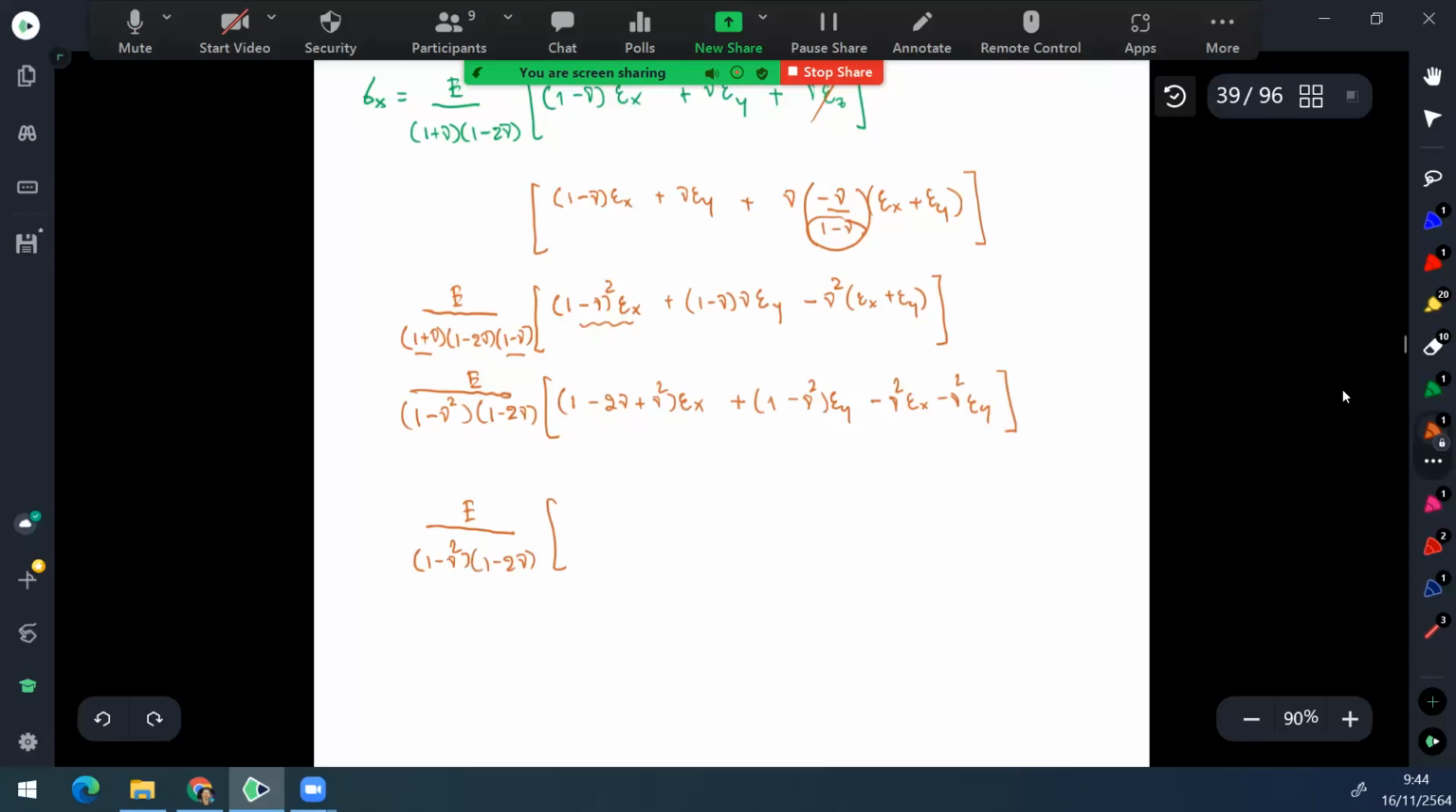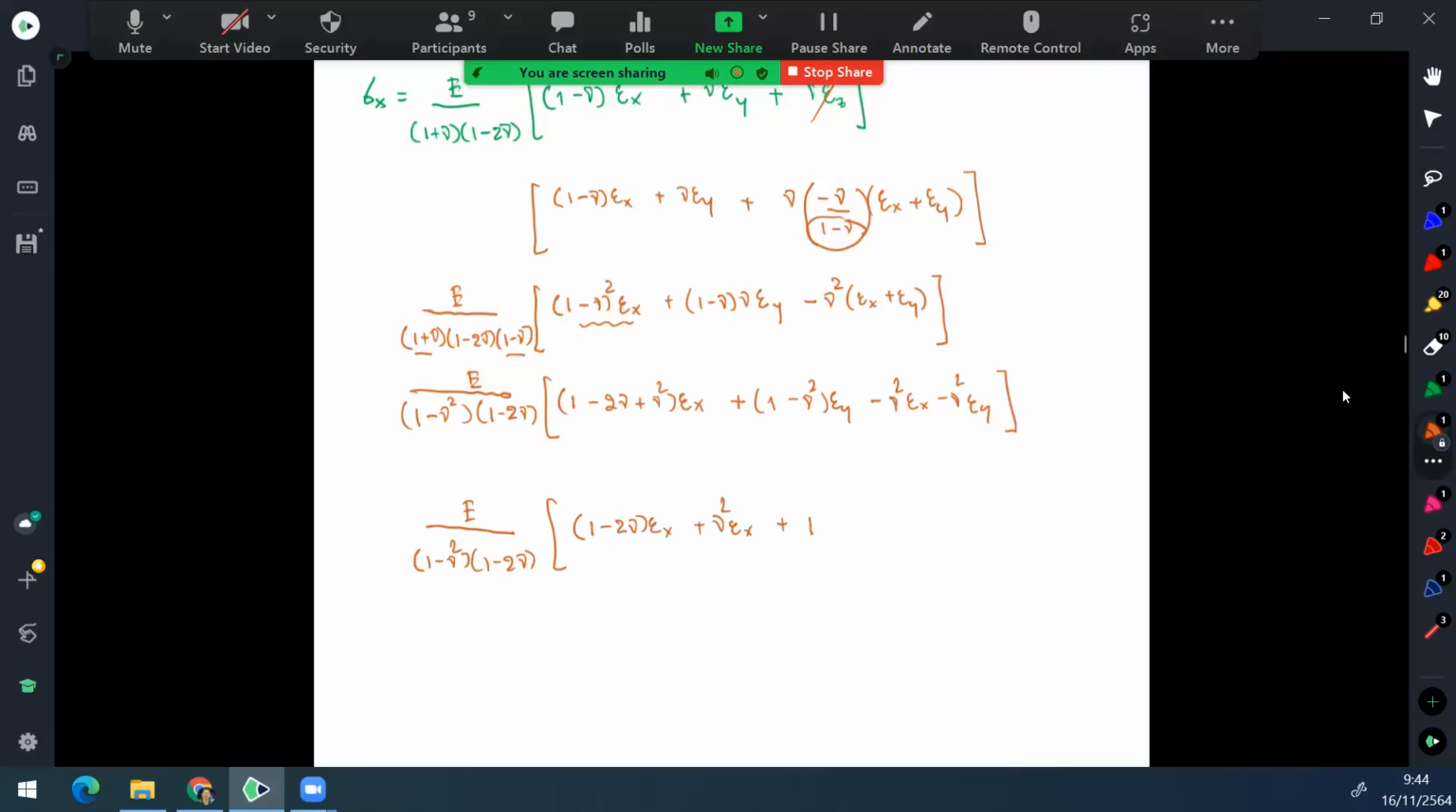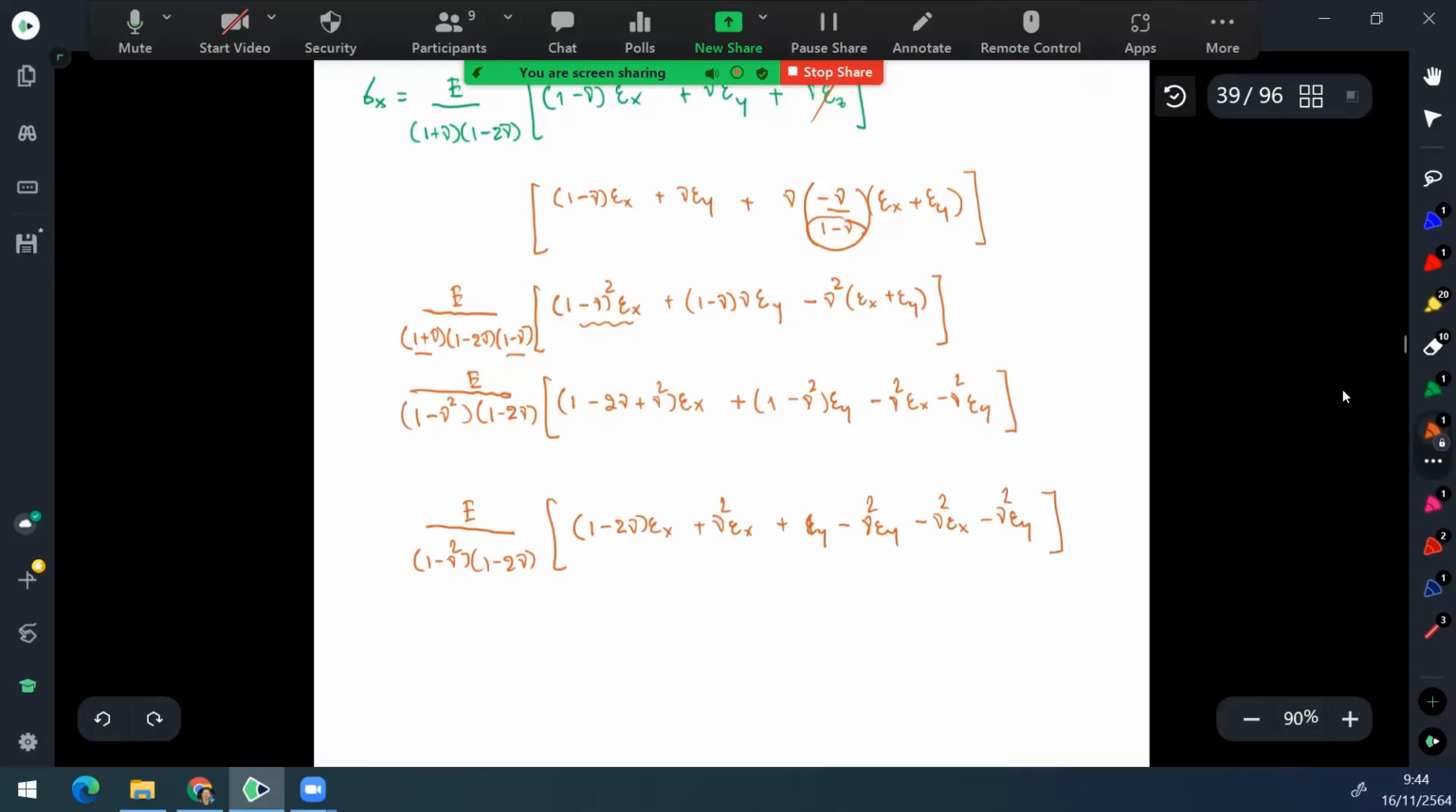So this term becomes 1 minus 2 nu epsilon x, plus nu square epsilon x, plus 1, and this should be epsilon y minus nu square epsilon y. This is minus nu square epsilon x minus nu square epsilon y, right? What happened? This term is cancelled out.